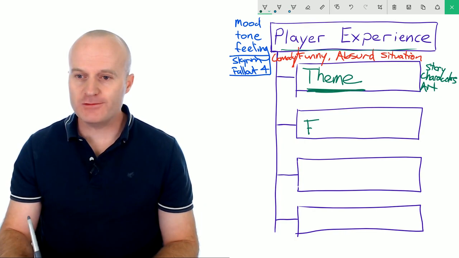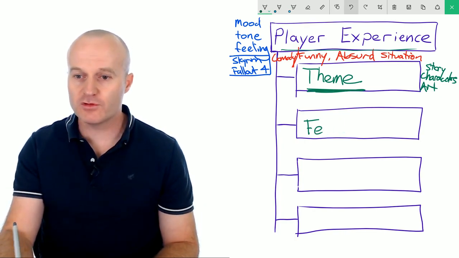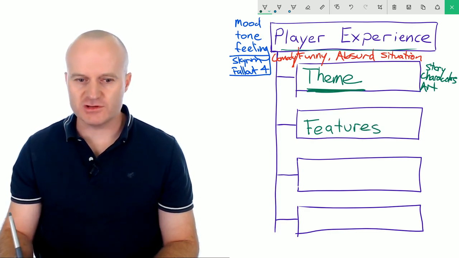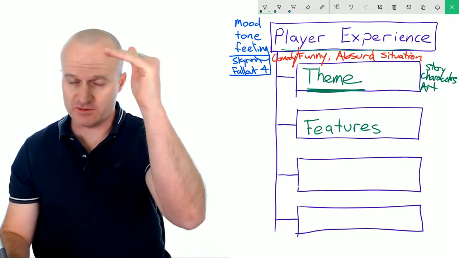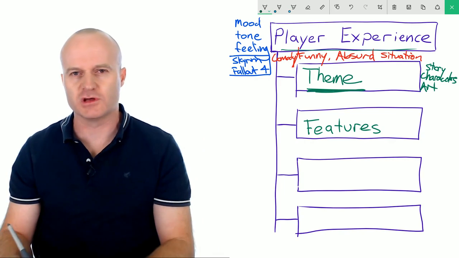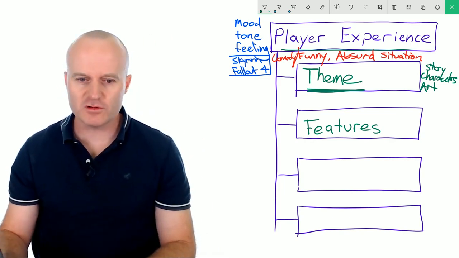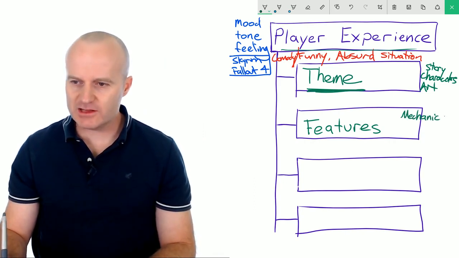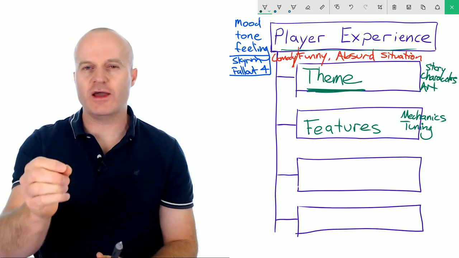We also use our player experience to make decisions about our features. Features is a big bucket here. I've talked about features being your high level combat is a feature. Experience points or leveling up might be a feature. But what I'm talking about here is mechanics, tuning, and so on. So what do we put into our game?